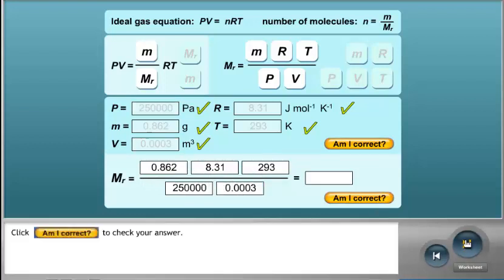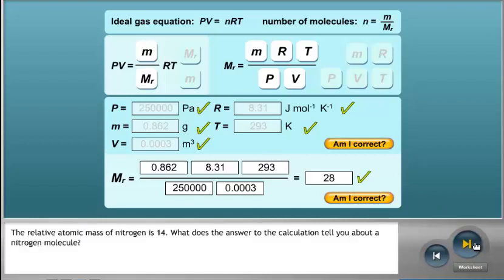Click Am I correct? to check your answer. The relative atomic mass of nitrogen is 14. What does the answer to the calculation tell you about a nitrogen molecule? Answer: a nitrogen molecule is made up of 2 nitrogen atoms joined together. 14 times 2 equals 28.